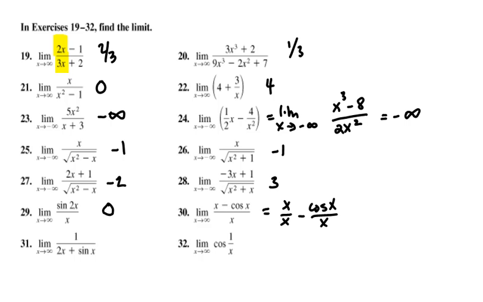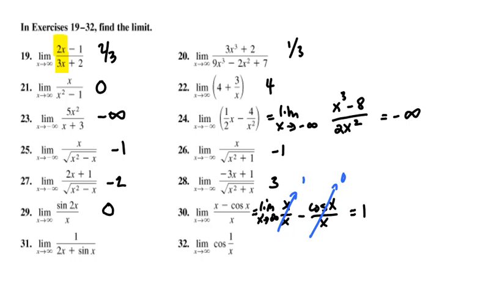The cosine x, again, is going to oscillate between -1 and +1, while the denominator x is going to grow without bound. And so the cosine x over x, as x goes to infinity, becomes 0. So as x goes to positive infinity, the first term x over x goes to 1, the second term cosine x over x goes to 0, and so the final answer there would be 1.